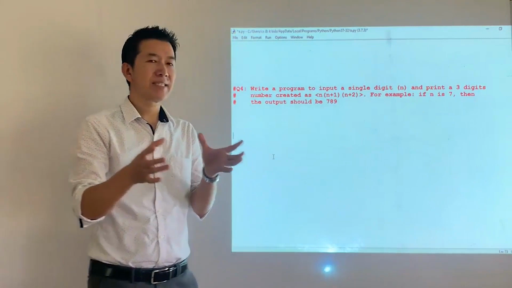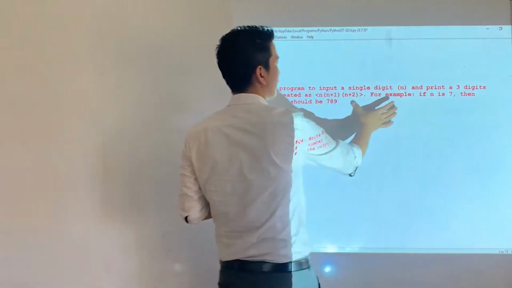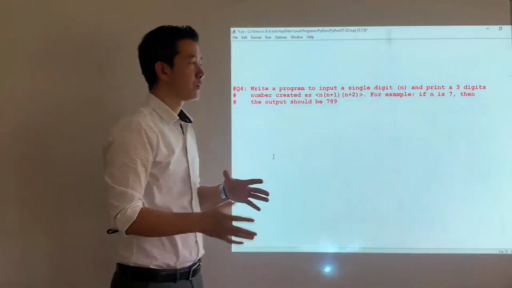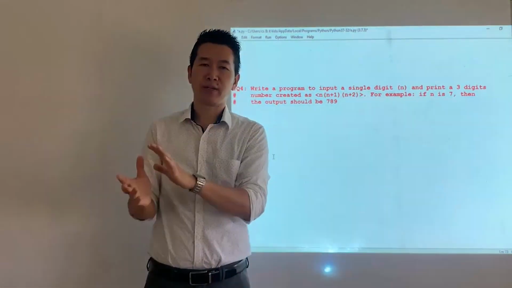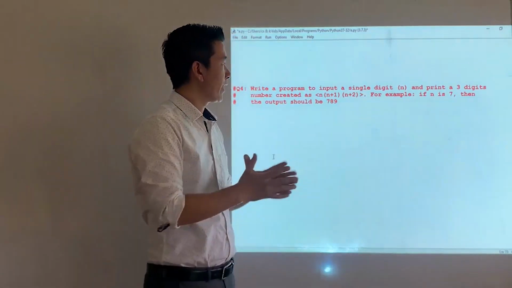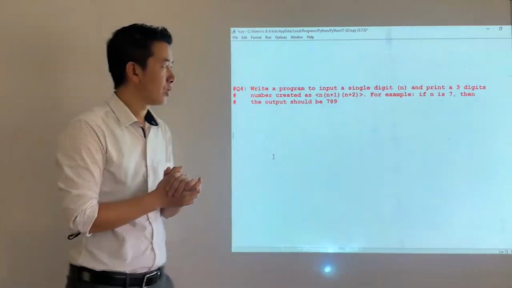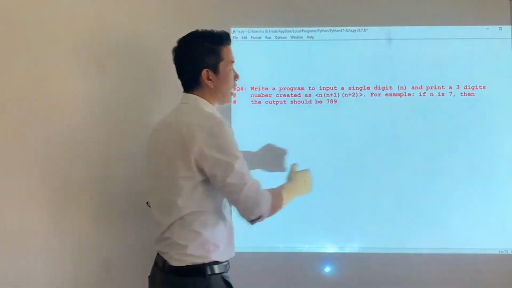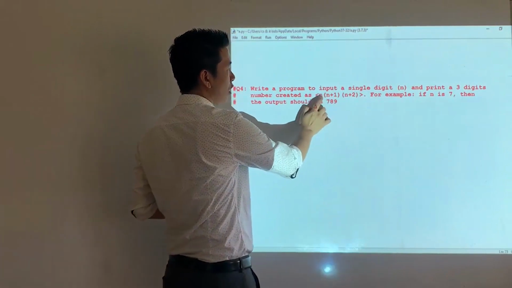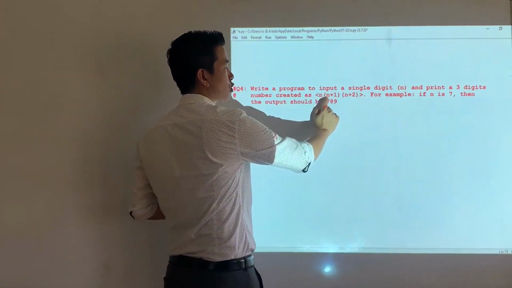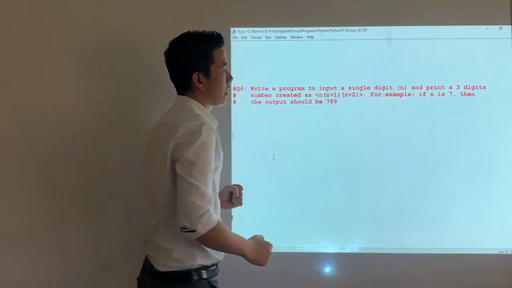But the program has this limitation. I've forgotten to mention this, the value of n should be between 1 to 7. Okay, the value of n should be from 1 to 7. So not more than that. So if the value of n is 7, your answer should be 7, 8, 9. If the value of n is 7, you should have 7 plus 1 is 8, and then you have 7 plus 2 is 9.